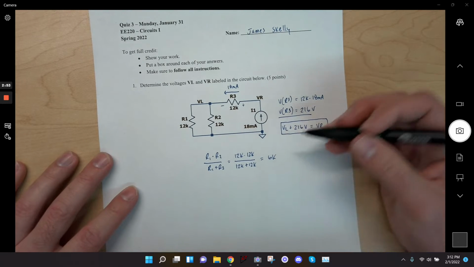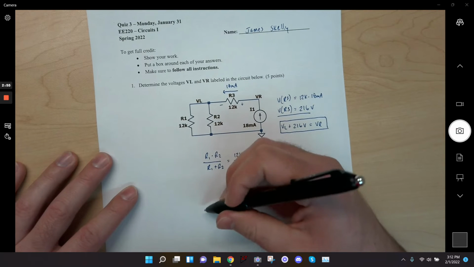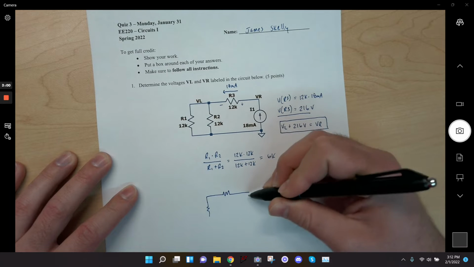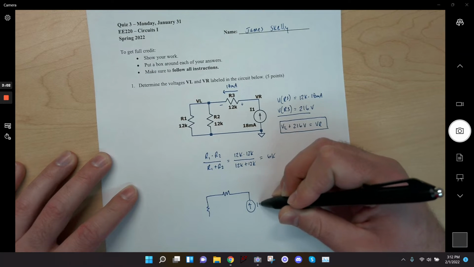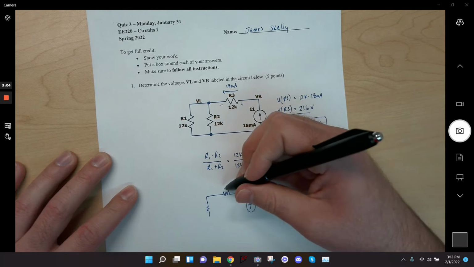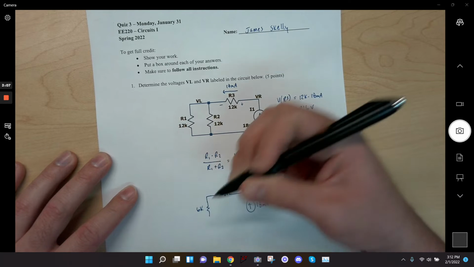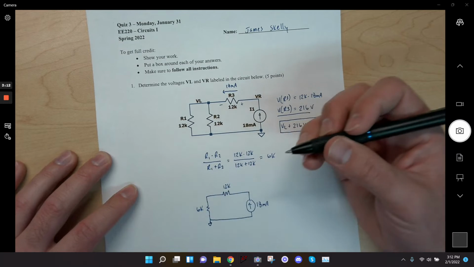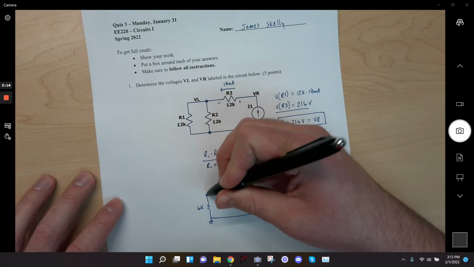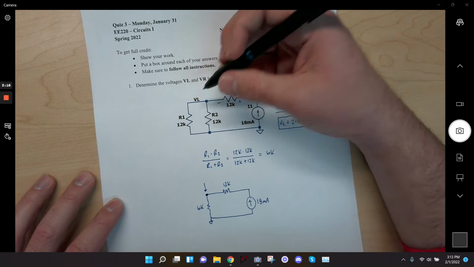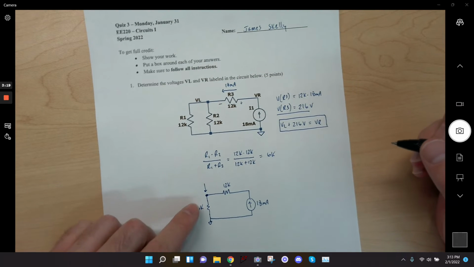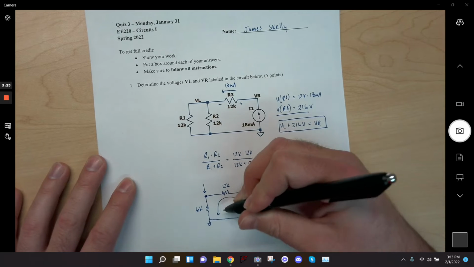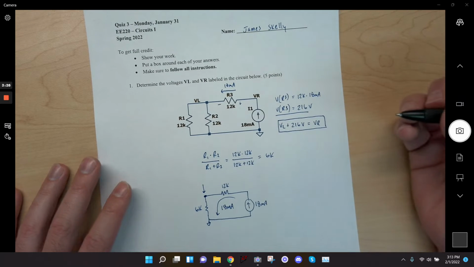So basically, we can redraw this circuit. We would have a 6K resistor here, and then a 12K resistor, and then an 18 milliamp current source. And now with this new equivalent circuit, we know that whatever this voltage is, it's the same as VL. So I can figure out now what VL is, because this is an equivalent circuit where I have 18 milliamps flowing down through this 6K.